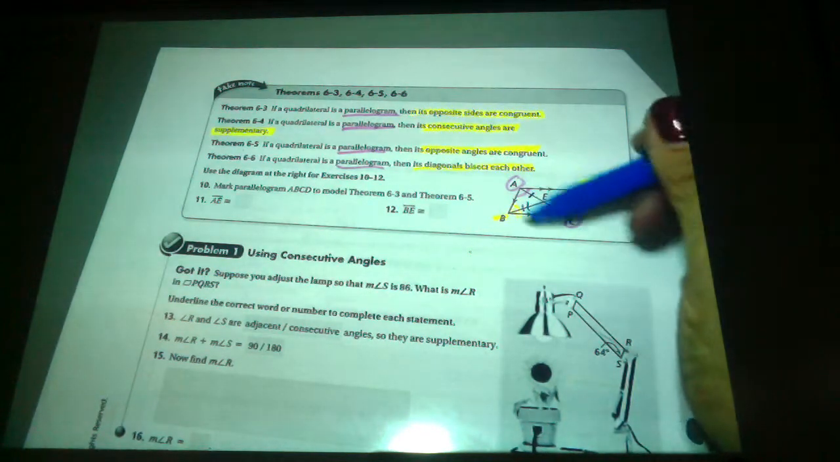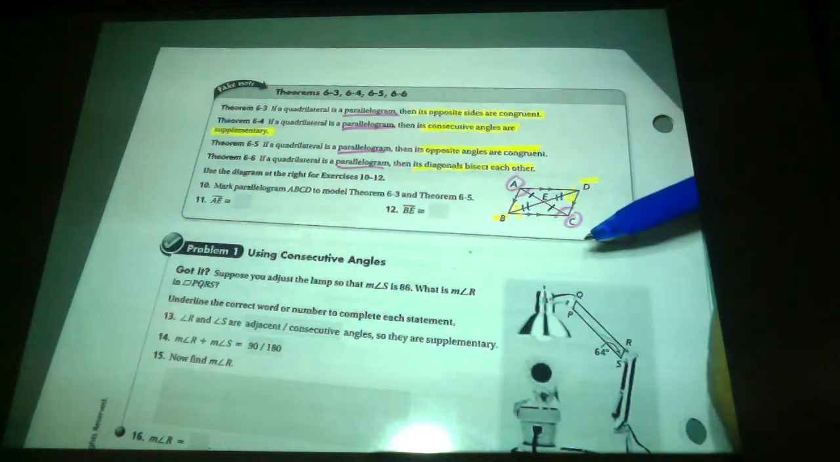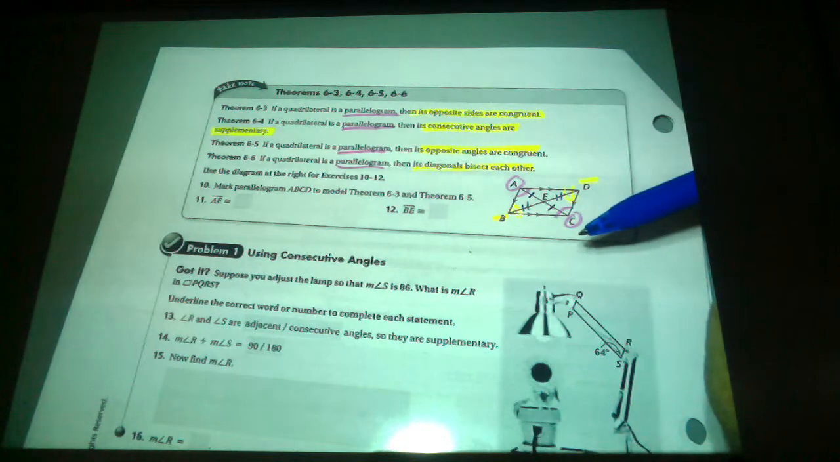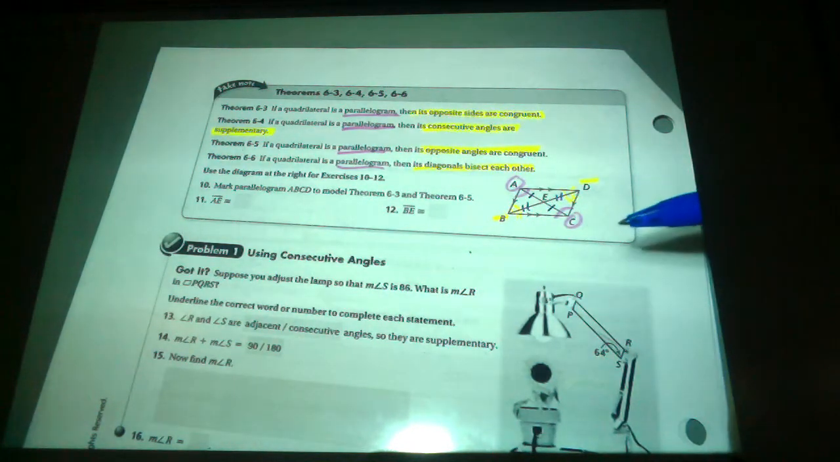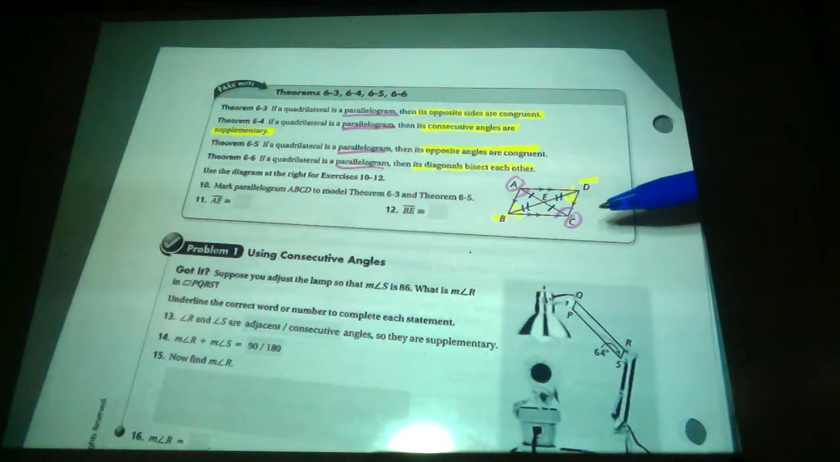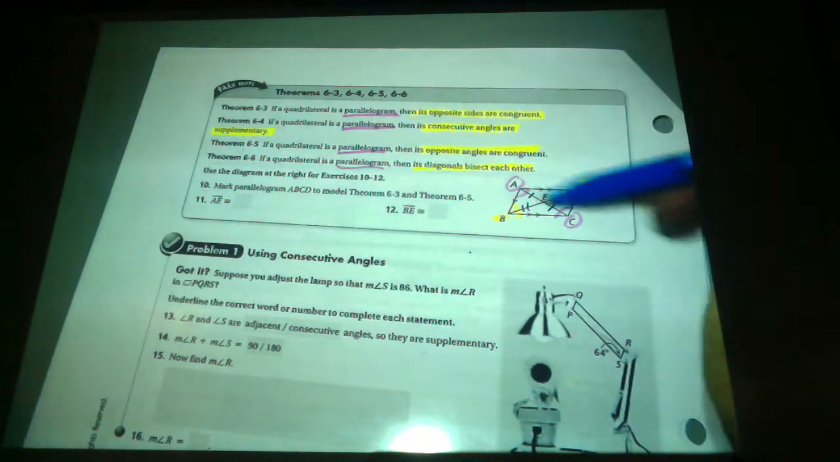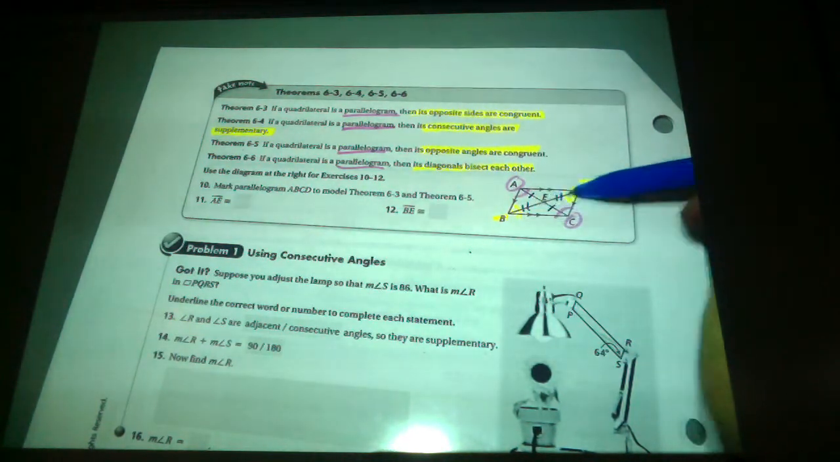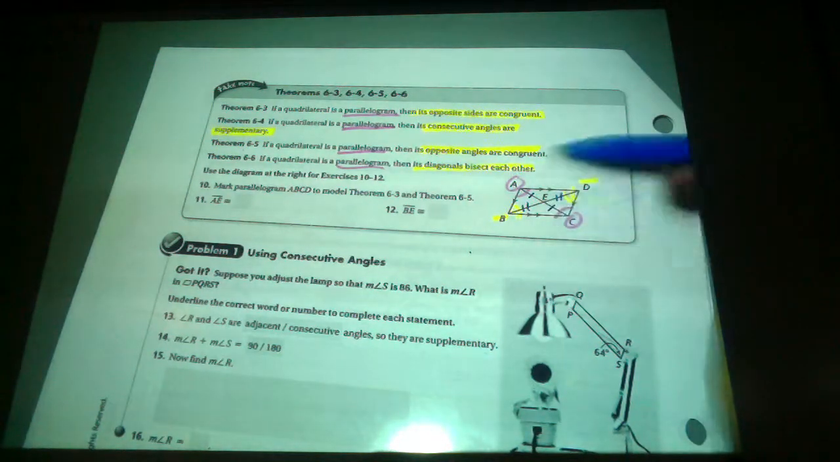Notice that I did not single tick mark all four pieces. All four pieces are not equal to each other until later, when we get to a more special parallelogram, then they will become equal. But in just a plain Jane parallelogram, they bisect each other, but these pieces are equal only and those pieces are equal only. They're not all four equal to each other.